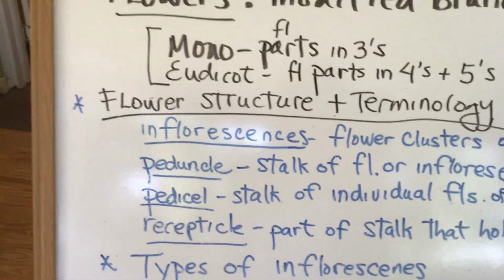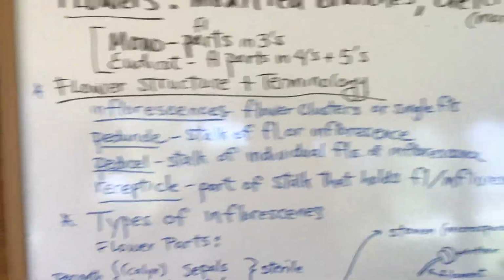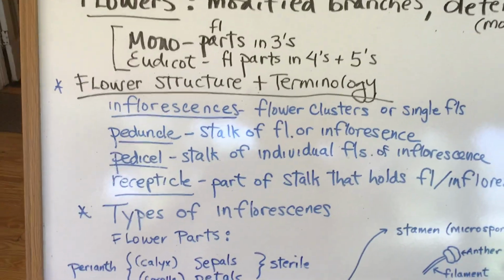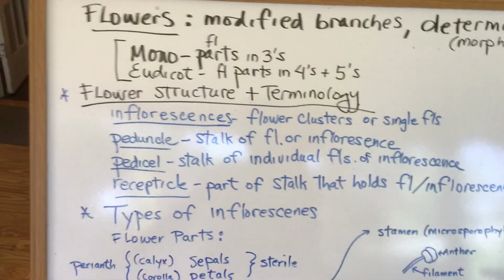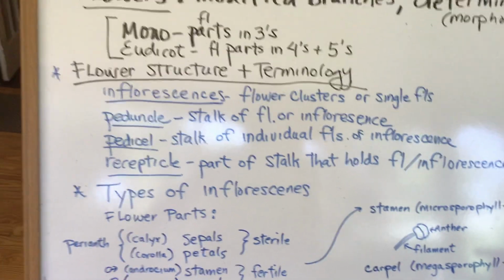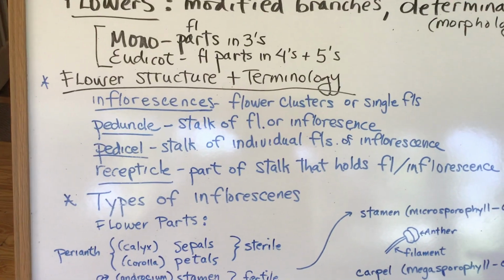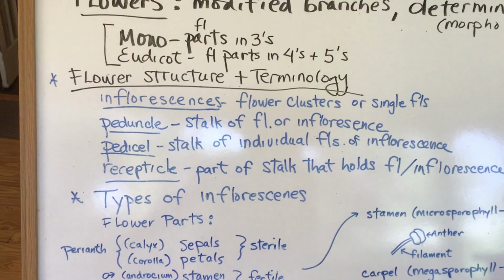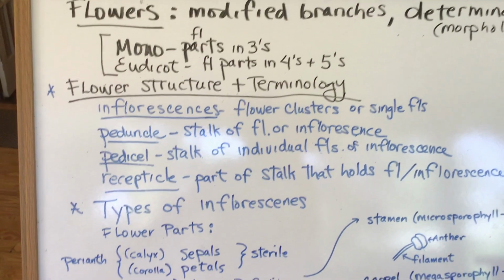Okay, so an inflorescence is just a group of flower clusters. That is more than one flower on a stalk, or you can just have a single flower. And the peduncle is the stalk that is holding the inflorescence, and the pedicel is the stalk of each individual flower of the inflorescence. The receptacle is the part of the stalk that holds the flower.